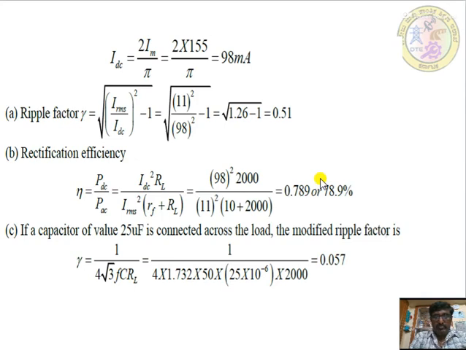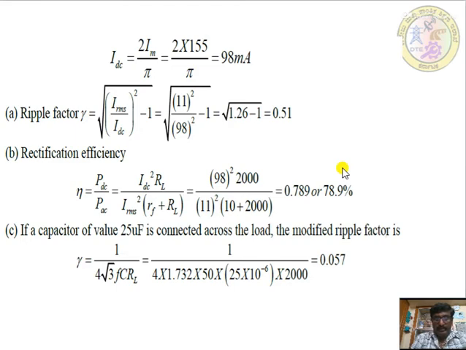So these are all the factors you should be calculating to get the ripple factor gamma. The ripple factor gamma is equal to square root of (IRMS by IDC) whole square minus 1. So square root of 11 square divided by 98 square minus 1, we will be getting it as 0.51. And the rectification efficiency is equal to PDC by PAC, that is I square DC into RL divided by I square RMS into RF plus RL. If we calculate it, we will be getting 0.78 or 78.9%, because the efficiency will always be calculated in percentage.